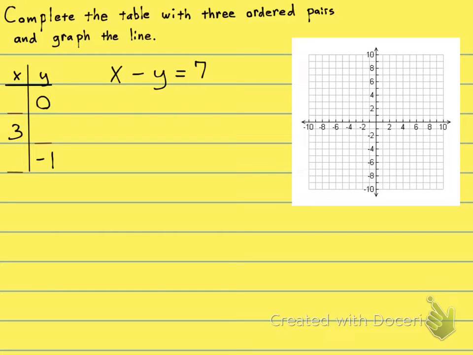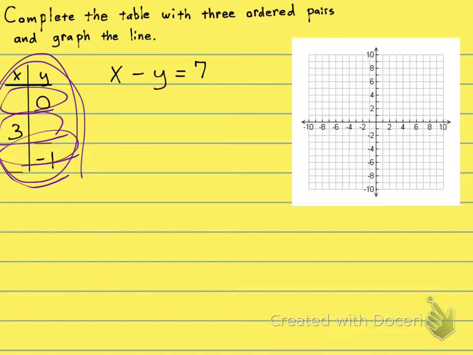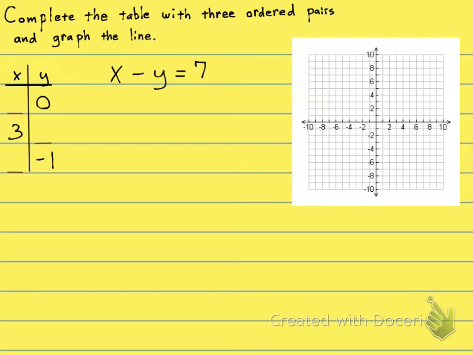We are going to graph this linear equation right here, and we're going to complete the table. You see here on the left, the table is going to give us 3 ordered pairs, and then we can use those to graph them on the coordinate plane to the right. So let's use the first number that they give us.